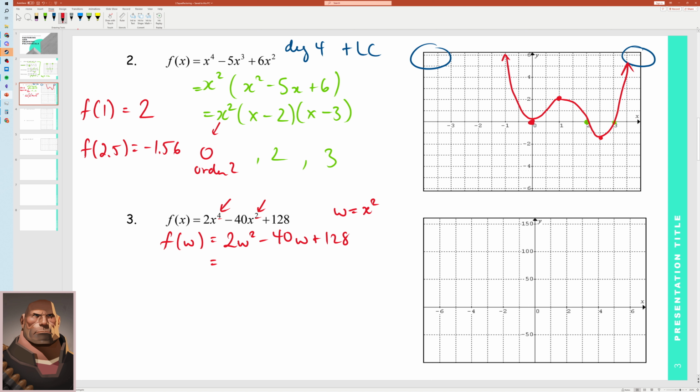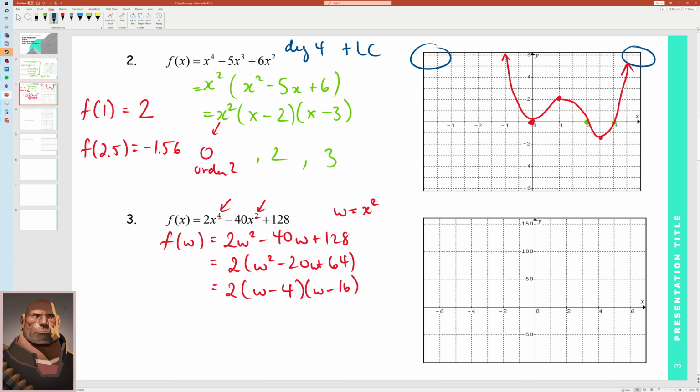Common factor out 2, we're going to get 2 times w squared minus 20w plus 64. Do I have any hints here? Yes, I got it. Okay. The two factors are w minus 4 and w minus 16.